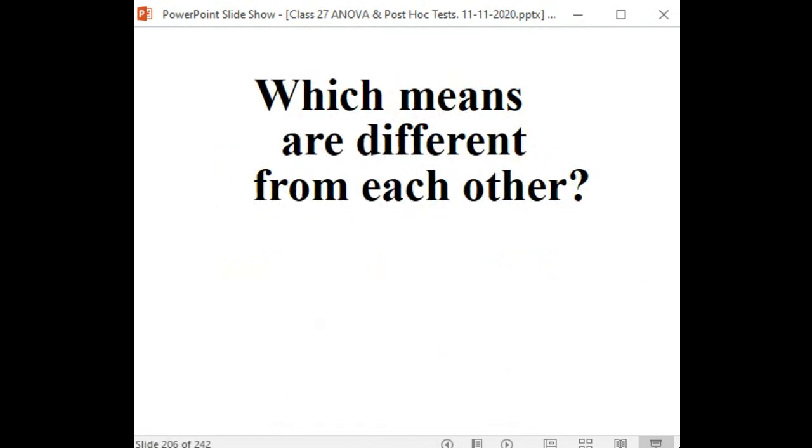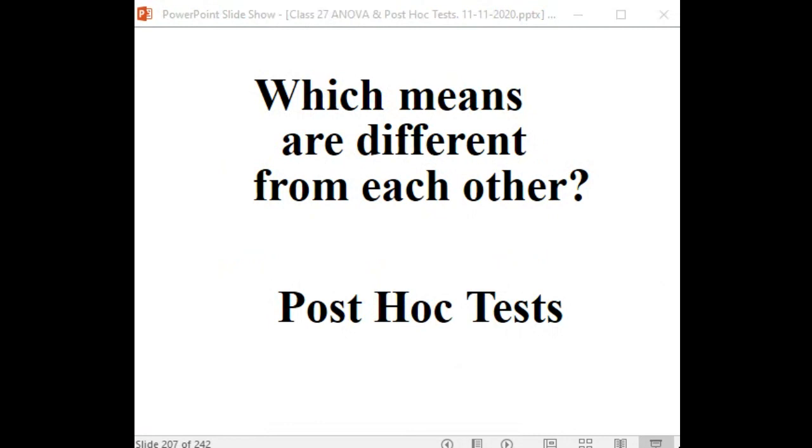Exactly which means are different from each other? The ANOVA didn't tell us that. To answer that question, we have to go to post hoc tests.